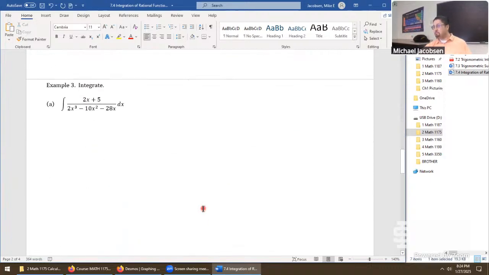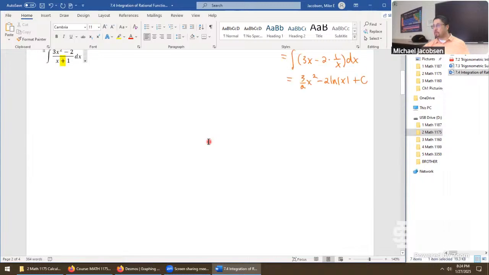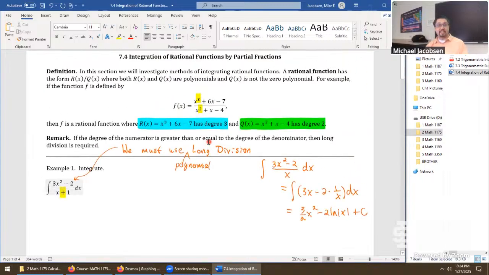Then on example 3, we'll actually integrate them. We'll do the top-down process, apply the theorem, solve the coefficients, substitute them back, and integrate whatever we have. So it's a long process. We'll be probably finishing these notes on Thursday's class. But for today, we end at 8:37.